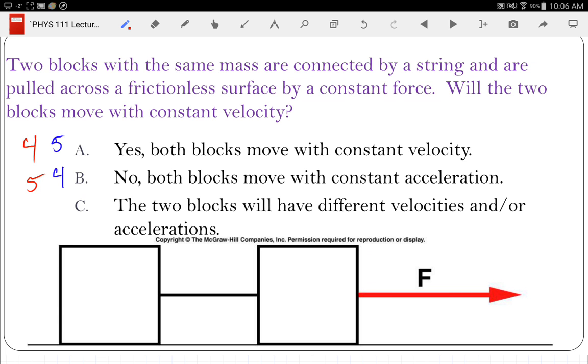But answer 4 wasn't just that they don't have constant velocity. It said they have constant acceleration. If the net force is constant and the mass is constant, then acceleration, being net force divided by mass, is also going to be constant. So the correct answer was that the acceleration is going to be constant and the velocity is going to be increasing. They're held together, so each box has the same acceleration. At any given moment, both boxes have the same velocity, but the velocity is going to be changing.